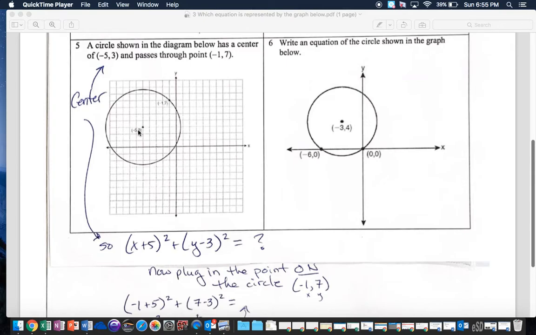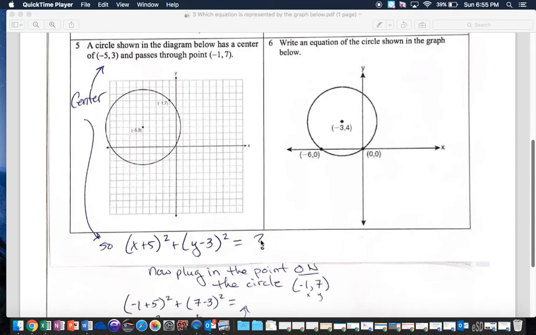You can do the distance formula, the square root of the change in x squared plus the change in y squared. And you can say, oh, it went from negative 5 to negative 1, that's a change of 4. Went from 3 to 7, change of 4. And you can use the distance formula to figure that out. But remember, that will give you the distance, and in the end of the equation of a circle, you put in r squared.